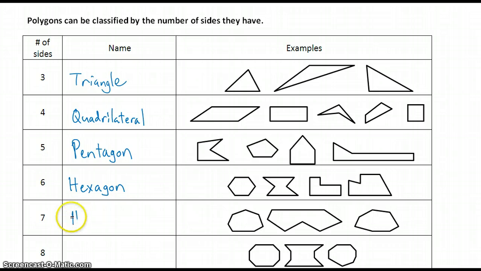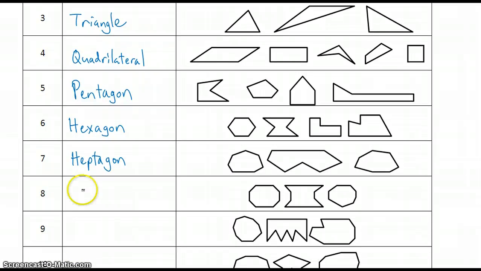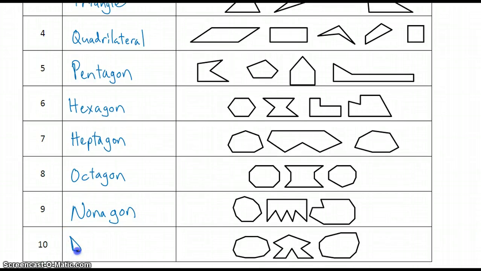7 sides, heptagon. 8 sides, octagon. 9 sides, nonagon. And 10 sides, decagon.